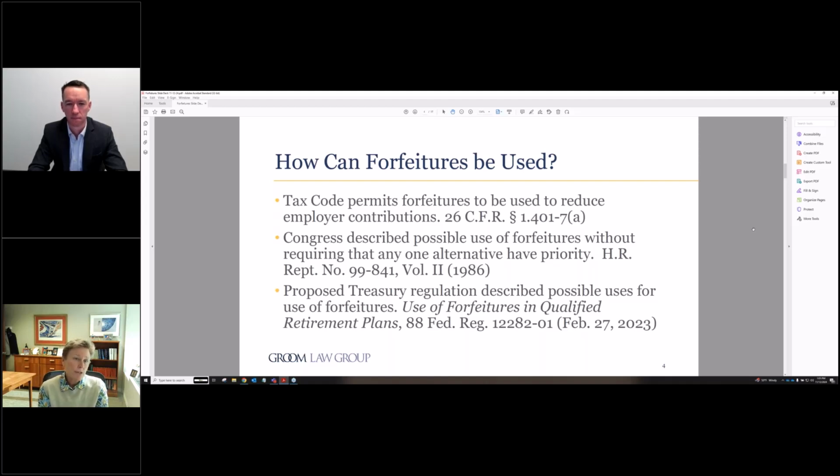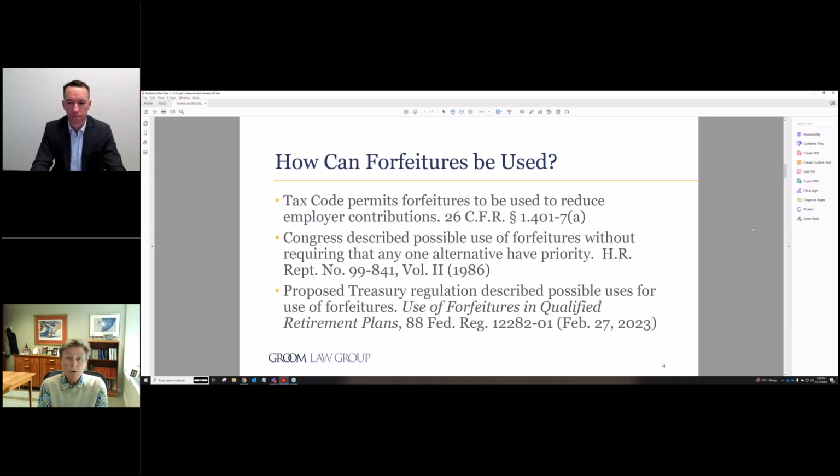We want employers to contribute to plans. But if you can never get the money back, or get the use of the money, then you might as well say you're not allowed to have a vesting schedule. Congress certainly, in the legislative history of ERISA and some of the updates, talked about using forfeitures without requiring that there be any particular priority about how you use them.